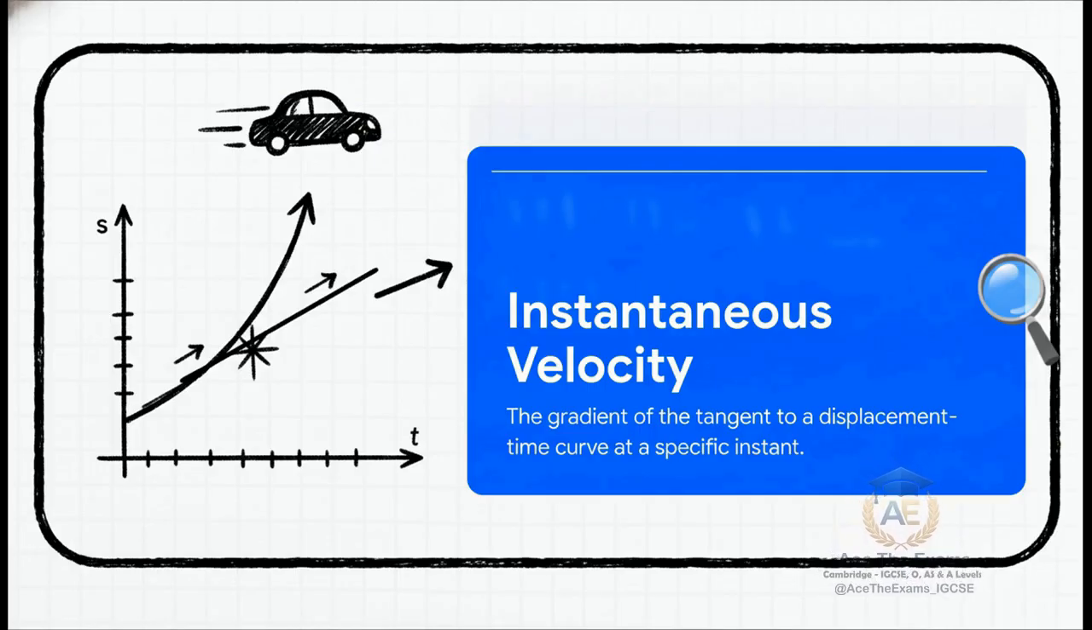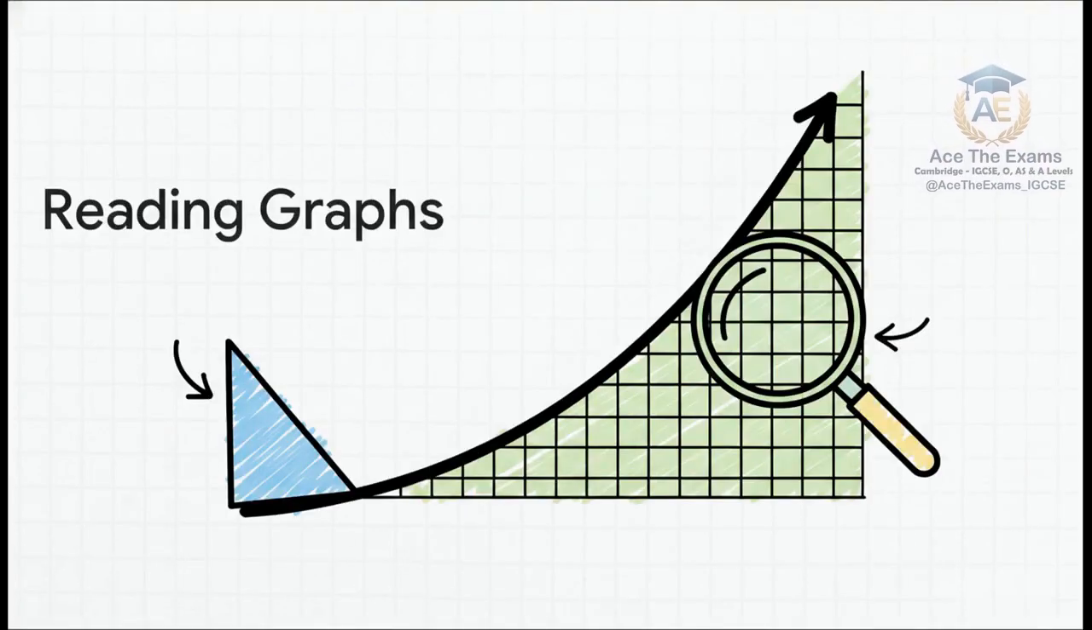Once you draw that straight line, the gradient, or the slope of that tangent line, is your instantaneous velocity. It's a physical skill you have to practice, because examiners will check your tangent line. So here are your absolute, non-negotiable rules for extracting data from graphs like a pro. You need to commit this to memory so deeply that it's automatic.